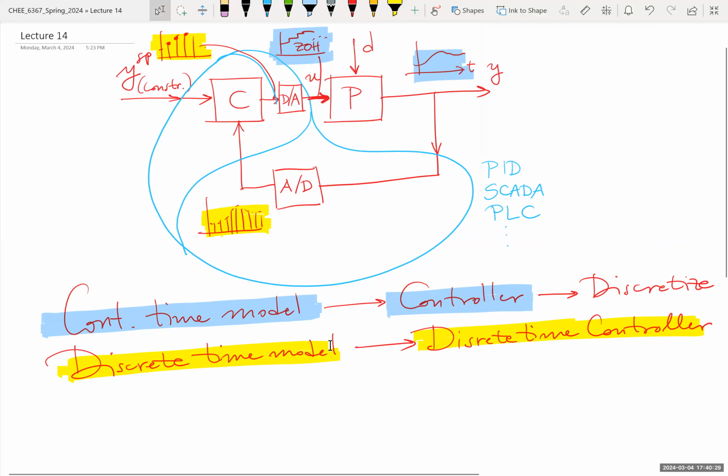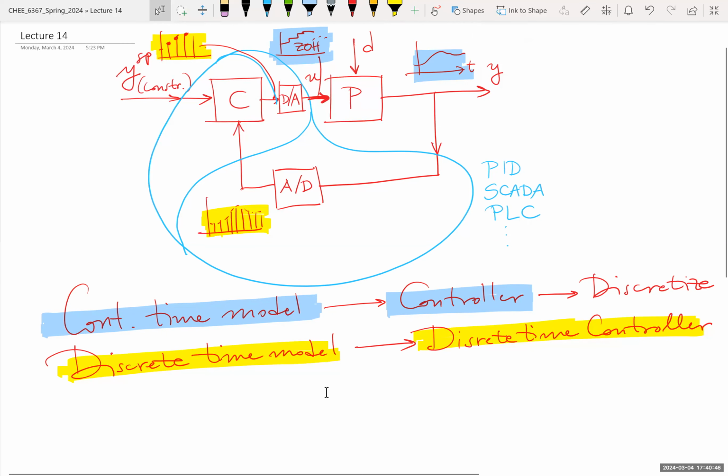Why is this a good idea? It's a good idea because it doesn't involve any approximation. Here, we may use approximation. This doesn't include an approximation. It's a simple technique for how to design controllers like this.